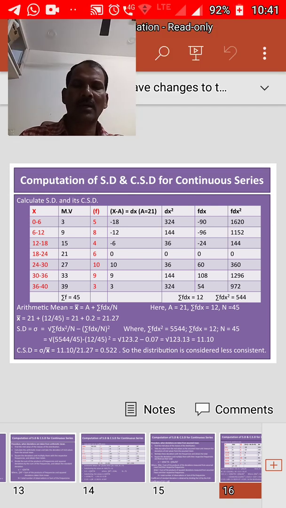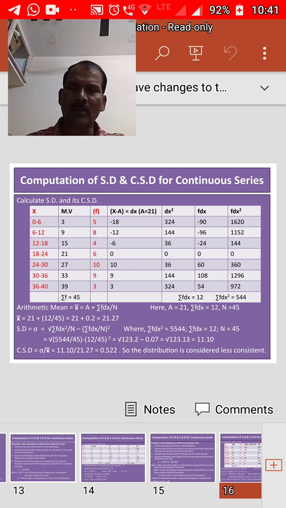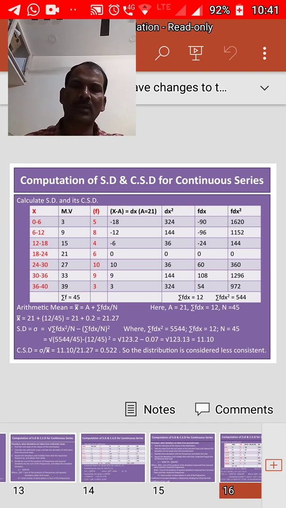Now if you multiply the frequencies with their corresponding deviations, then minus 18 into 5 is minus 90, minus 12 into 8 is minus 96, minus 6 into 4 is minus 24, 0 into 6 is 0, 6 into 10 is 60, 12 into 9 is 108, 18 into 3 you will get 54. These are the f dx values.